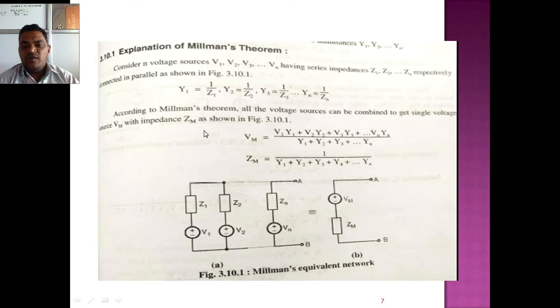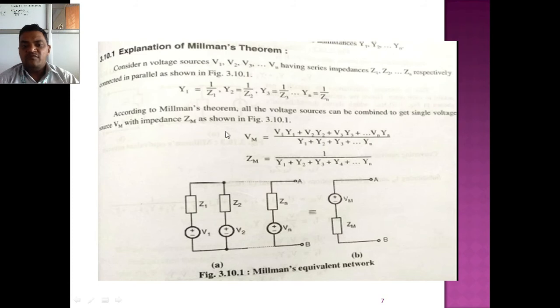So according to Millman's theorem, all the voltage sources can be combined to get a single voltage source Vm with the impedance Zm. So we write this equation: Vm is equal to V1 upon Z1, and 1 upon Z1 is the admittance Y1. According to that, Vm is equal to V1 Y1 plus V2 Y2 plus V3 Y3 plus up to Vn Yn upon Y1 plus Y2 plus Y3 up to Yn.